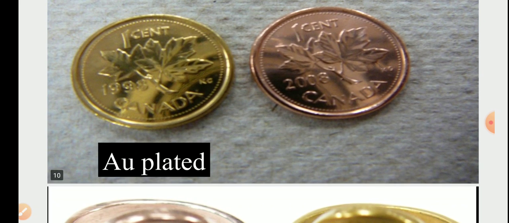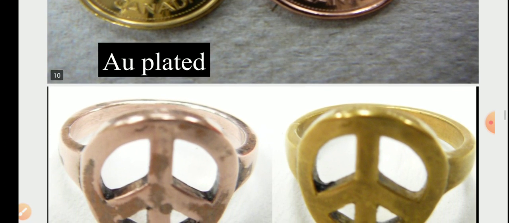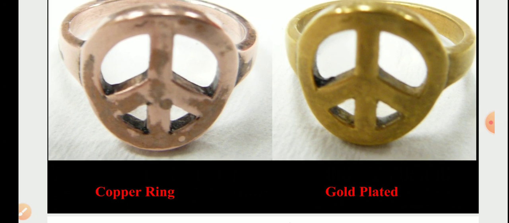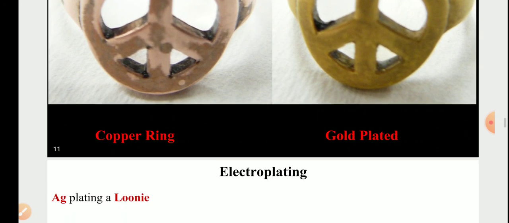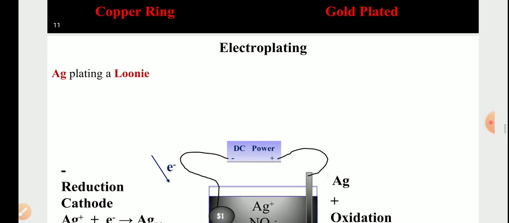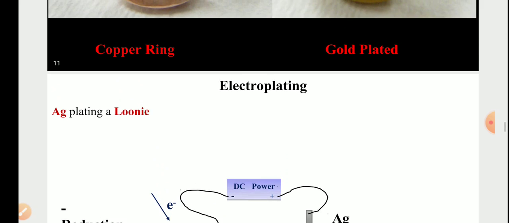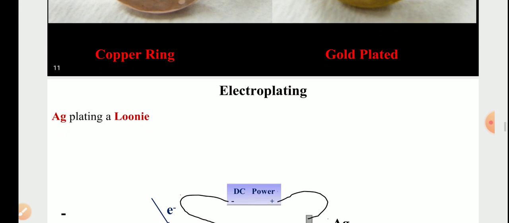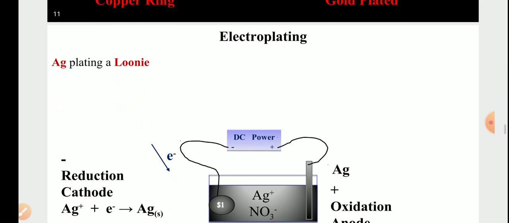So students, when you are buying something that looks like gold, it may not be gold, but the surface may be covered by gold. So be careful when you are buying something. Here the gold plated ring is ultimately made of copper. So again, I am saying that gold plating, or electroplating, is a very important thing.